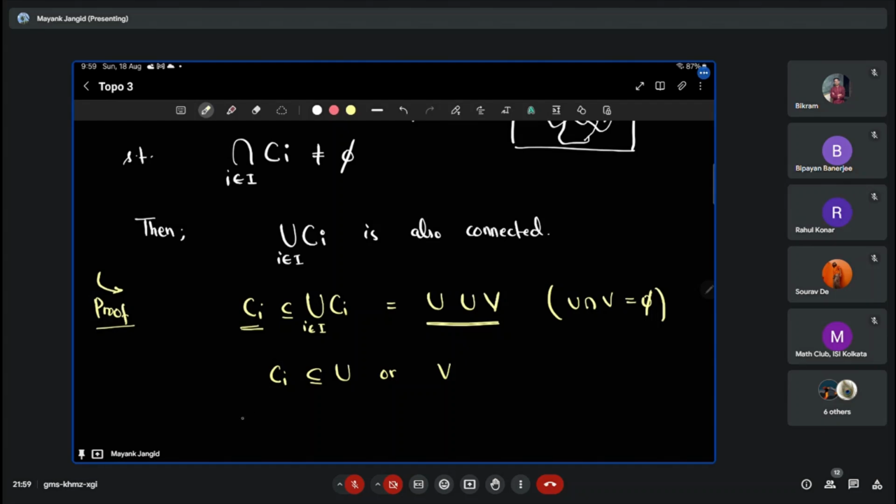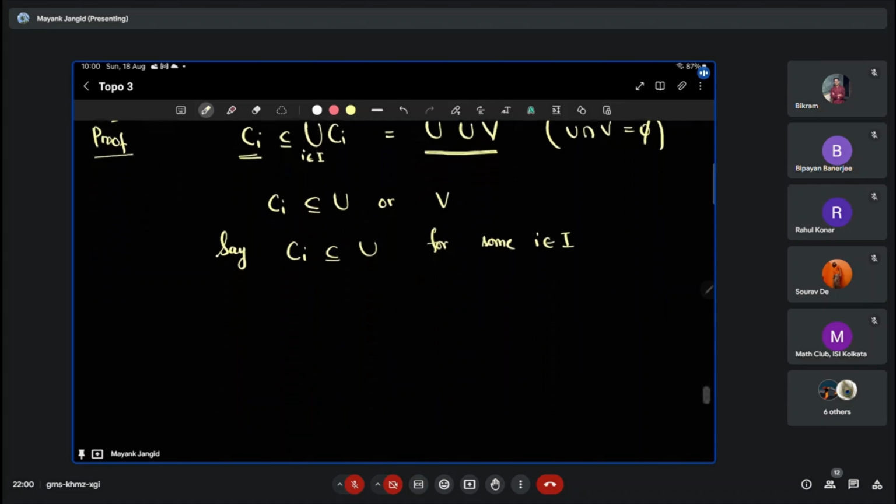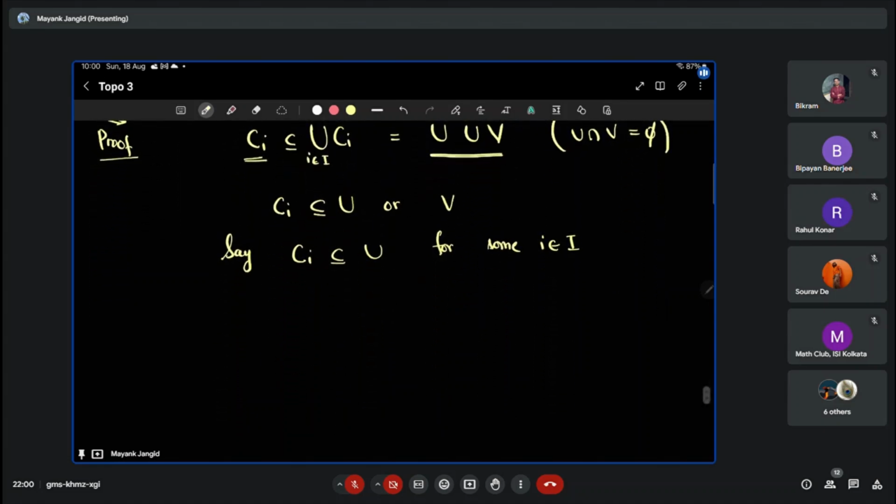Now say for some i, Ci is in U. Then all the others should also lie inside U because they have non-empty intersection. Therefore, for Cj, it can't lie in V.